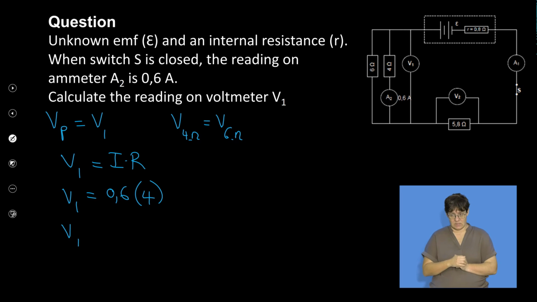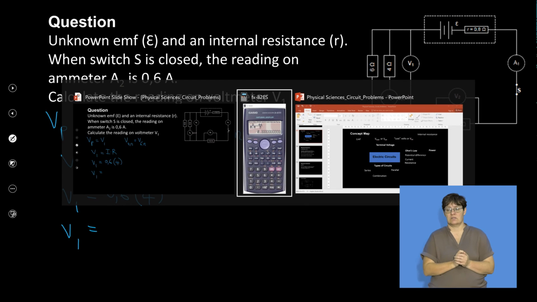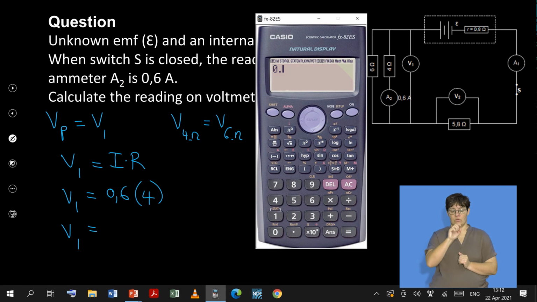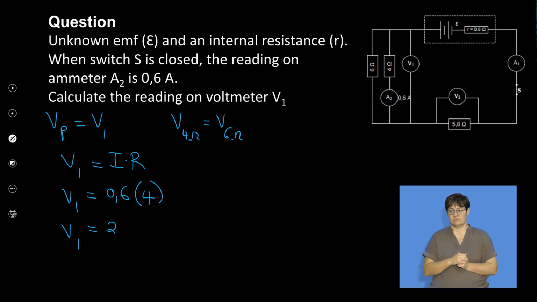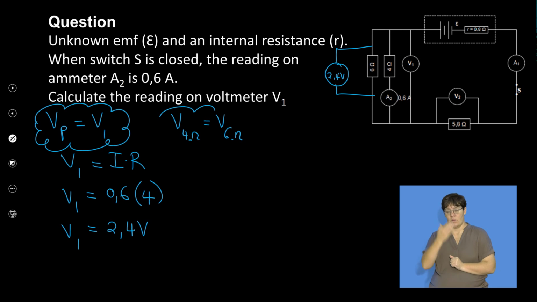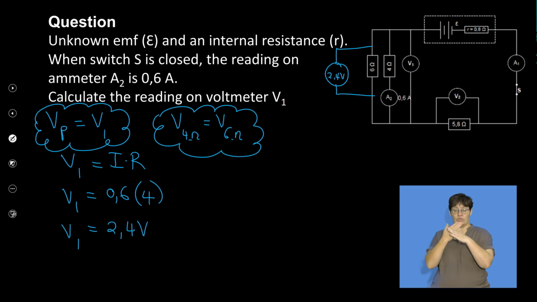So V1 is equal to, if we can quickly determine that by means of a calculator, 0.6 multiplied by 4. What does that give us? 2.4 volts. So if that is 2.4 volts, it means this is also 2.4 volts. Why? Because V parallel is equal to V1, and we know that in a parallel combination of resistors, voltage remains constant.